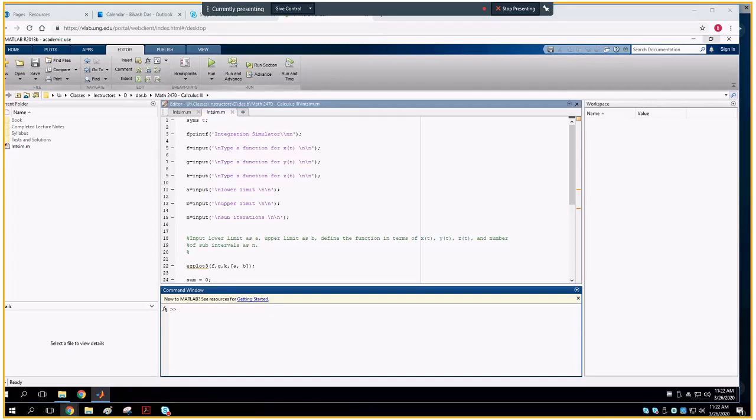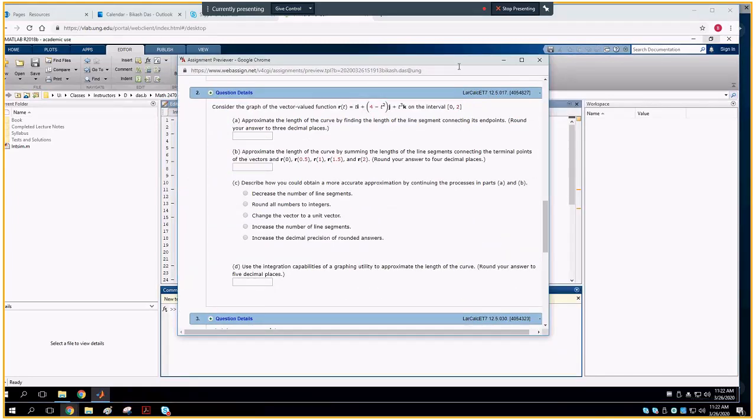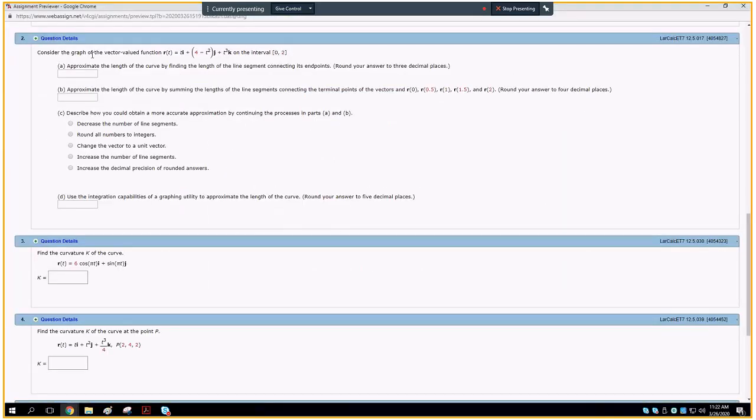So let me show you which problem I'm talking about. This problem says that consider the graph of the vector valued function r(t) equal to t i plus (4 minus t squared) j plus t cubed k on the interval closed 0, 2. Now, some of you will have a different but similar type of problem. The numbers 4 and 2 will be different for you. So I'm going to solve this problem, and you have to change your own version and do it in MATLAB.